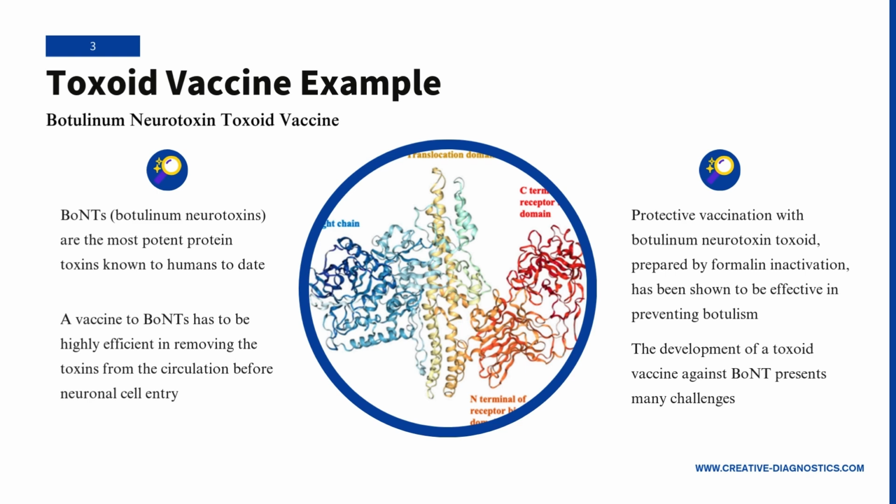the BoNT serotype. Therefore, a vaccine to BoNTs has to be highly efficient in removing the toxins from the circulation before neuronal cell entry. No cure exists for botulism, but protective vaccination with botulinum neurotoxin toxoid, prepared by formalin inactivation similar to TeNT and DT toxoids, has been shown to be effective in preventing botulism. However, the development of a toxoid vaccine against BoNT presents many challenges.